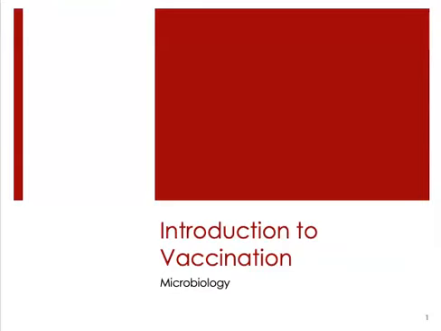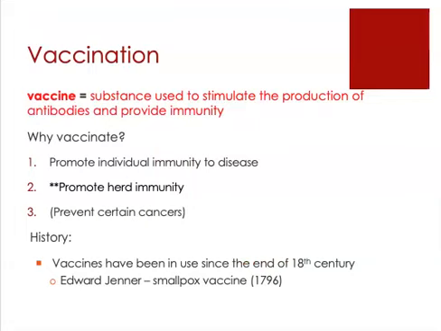Today we're going to be talking about vaccination. A vaccine is defined as a substance that is used to stimulate the production of antibodies and provide immunity. Vaccines can be produced to protect against viruses, and vaccines can be used to protect against bacteria.